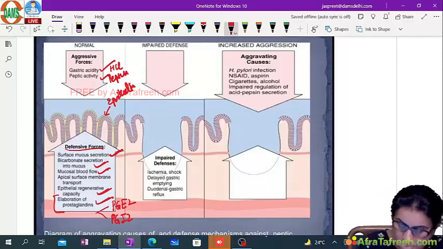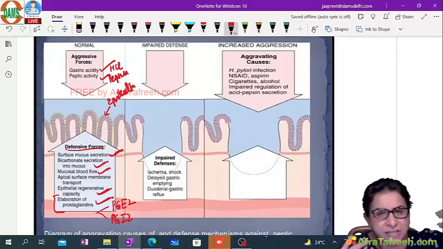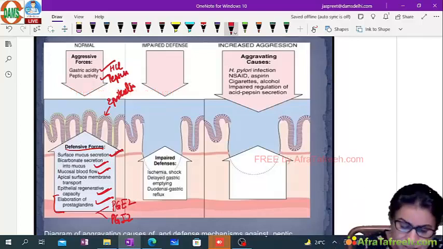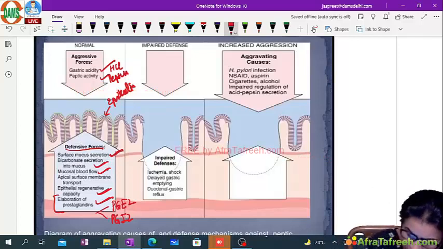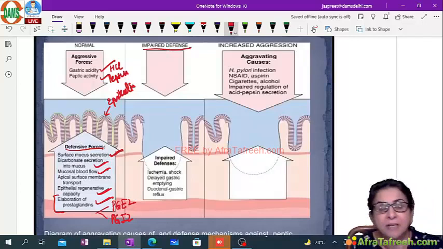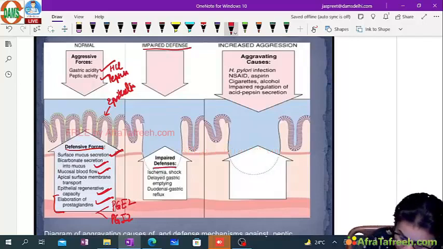Okay. Now, whether it is acute gastritis or chronic gastritis, when can ulcers form in the stomach? Ulcers can form in the stomach, number one, if there is impaired defense. So these defenses which I have told, if they are impaired. So when do you see impaired defenses?